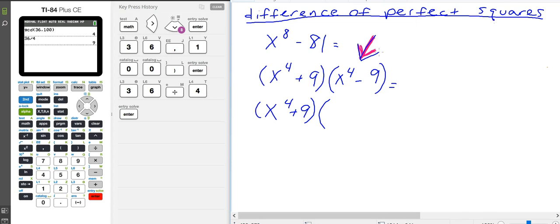To use the difference of two perfect squares, we take the square root of the first term, which is x squared. We add to that the square root of the second term, which is 3. Multiply that by the square root of the first term, which is x squared. Subtract from that the square root of the second term, which is 3.